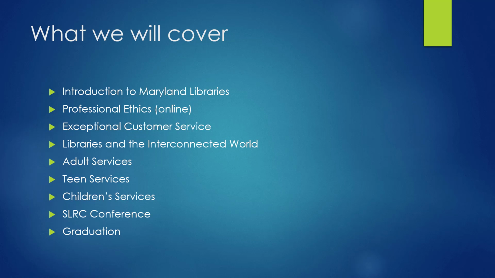Here is what we will cover in the 9 modules. First, you will be introduced to how Maryland Public Libraries interact and some of the challenges we face. In the second module, we will discuss professional ethics, including privacy and digital rights management. Next, we will explore exceptional customer service, especially with those difficult customers and people we might find it difficult to relate to.